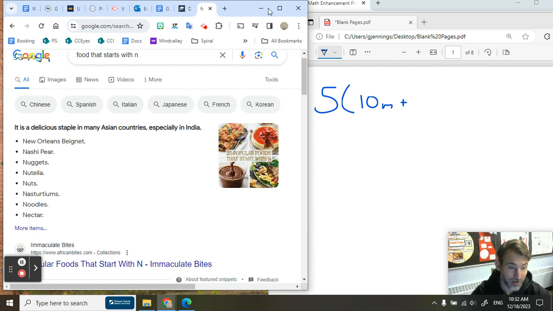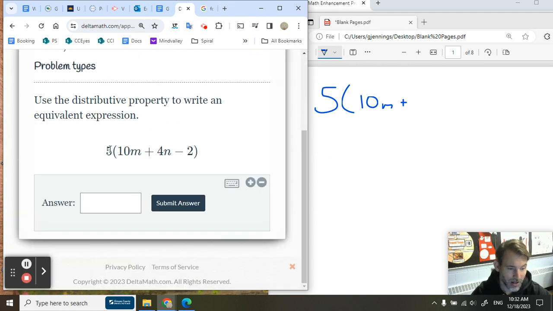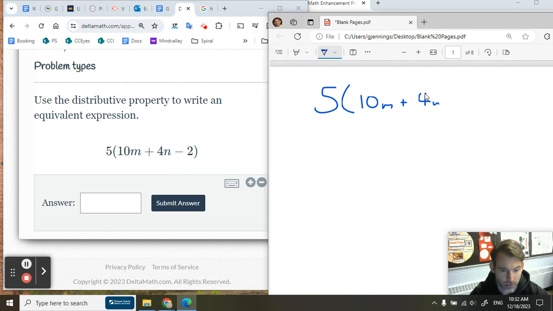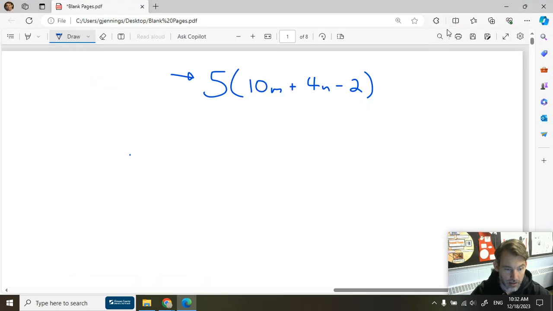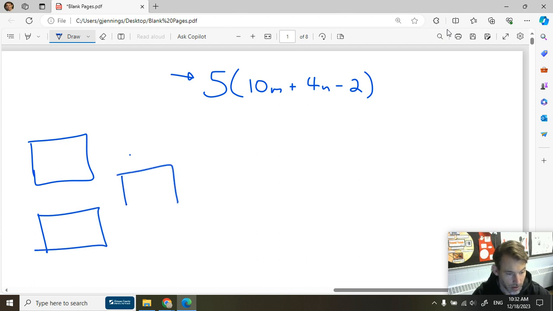Okay, N are noodles. Okay, so we've got 5 times 10 marshmallows plus 4 noodles minus 2. Okay, so think of this as 5 boxes. And I'm going to draw a picture for us here. So we got 5 boxes. 1, 2, 3, 4, 5 boxes.